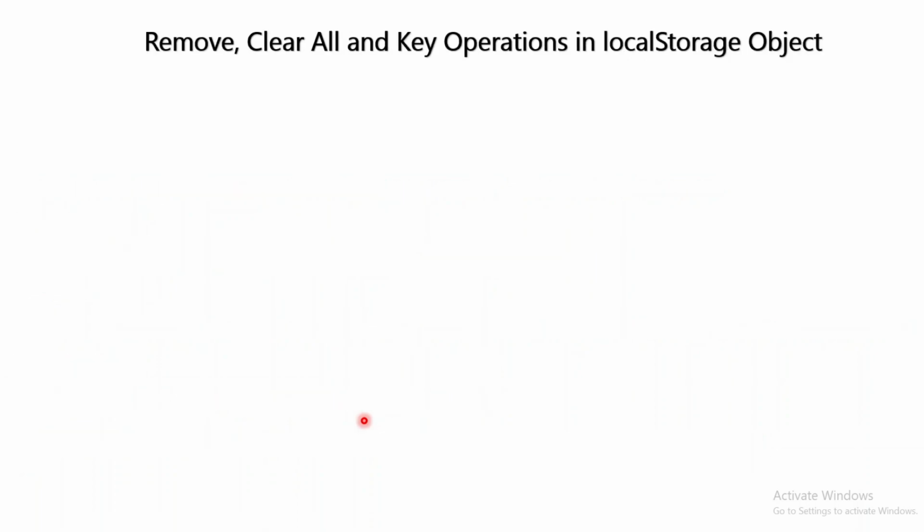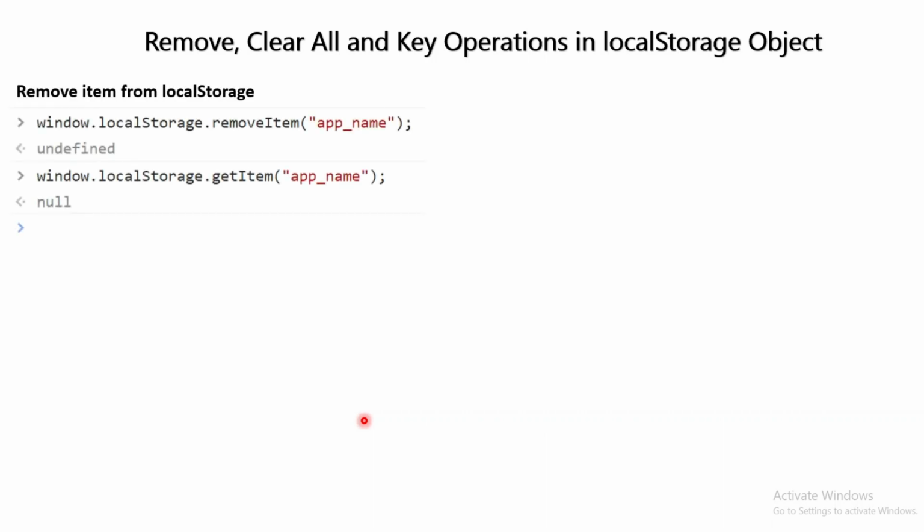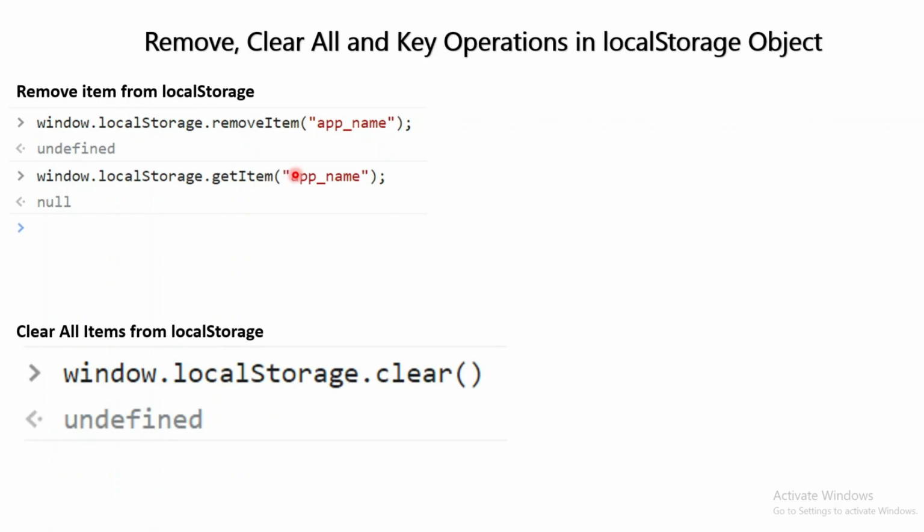So here are some other operations like remove, clear, and key methods. The first thing, if you want to remove any item from the local storage, you have to use the removeItem method. So here we are removing the item called app_name, and if you try to retrieve it, it returns null. If you want to clear all the data inside local storage, try using the clear method. This will remove all the data.